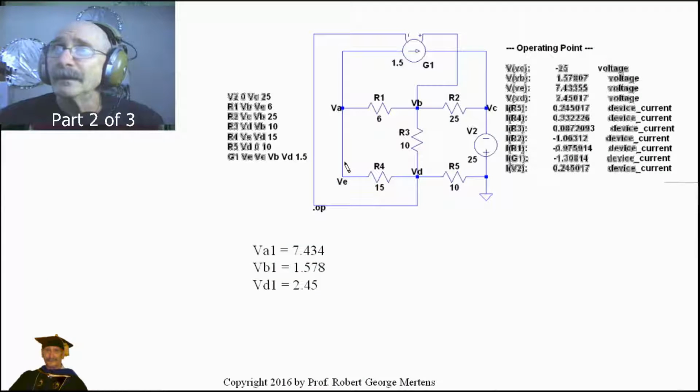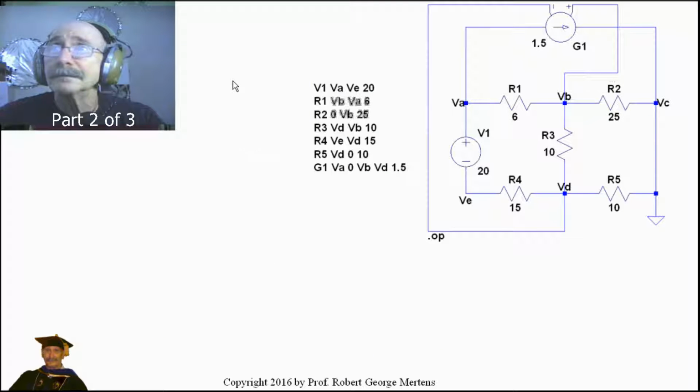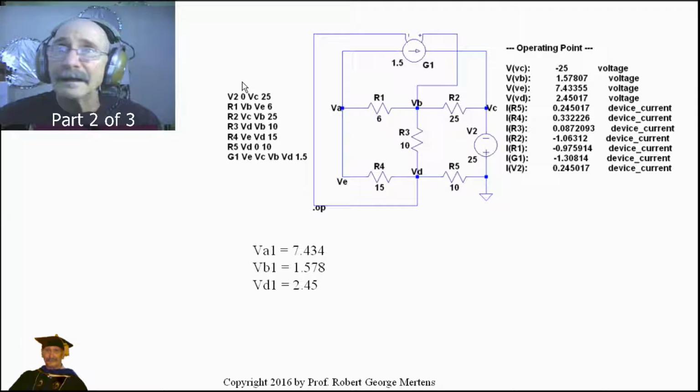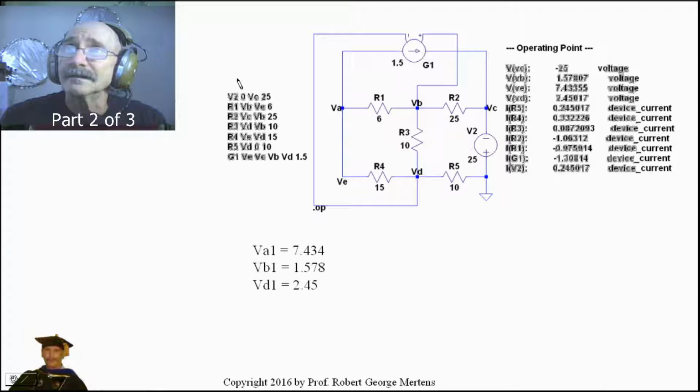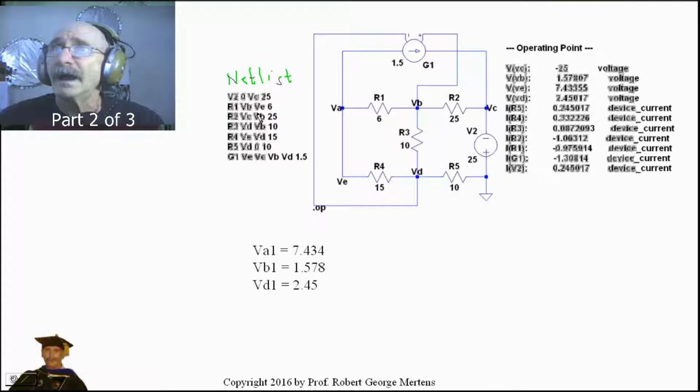So let's have a look at when we run this in SPICE. And of course, here's our net list. This is called a net list. A net list is a listing in SPICE of all the devices that you have in the circuit and which nodes they connect to. That's basically the way SPICE works. Now, you can draw schematics and it'll figure that out for you, and that's what we've done here.